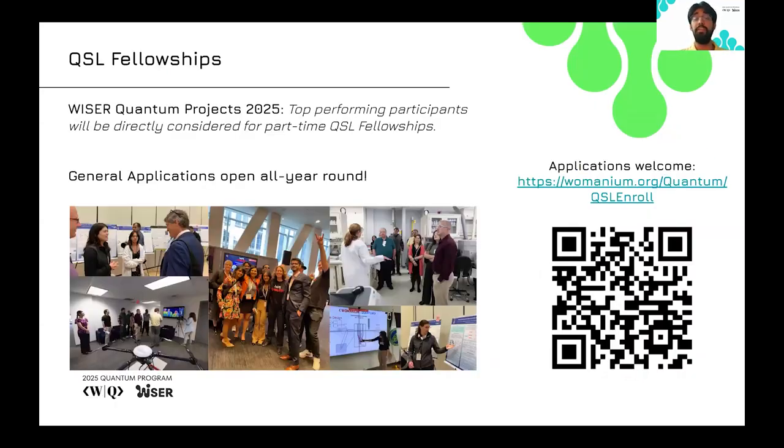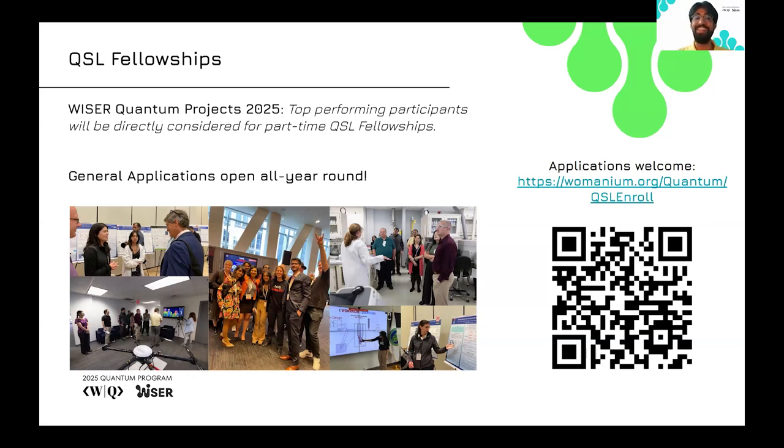QSL Fellowships are part-time fellowships open to everyone and anyone all across the globe. They are open throughout the year. There are two broad ways of getting selected as a fellow. The first one, which is the best possible way, is that we'll be directly recruiting from our summer program. This is a program where you're already registered, you're already doing all the exercises and assignments on Canvas. If you do perfectly well and you do some really interesting projects at the end of it, we'll be handpicking the best participants from the program to directly work with us.